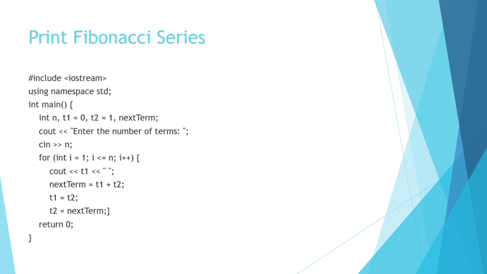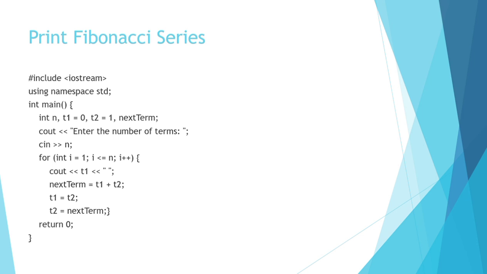t1 = 0, this variable represents the first term of the Fibonacci sequence. It is initialized to 0, the first number of the Fibonacci series. t2 = 1, this variable represents the second term of the Fibonacci sequence. It is initialized to 1, the second number of the Fibonacci series. nextTerm, this variable will be used to store the sum of t1 and t2 in each iteration, which is the next term in the Fibonacci sequence.